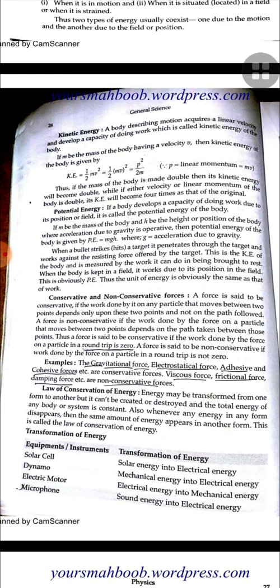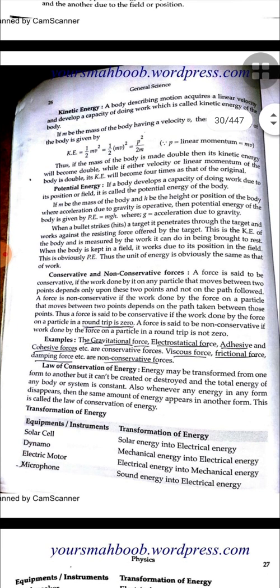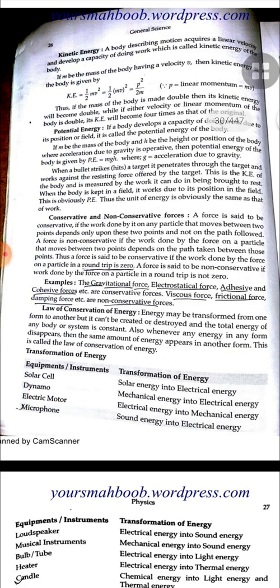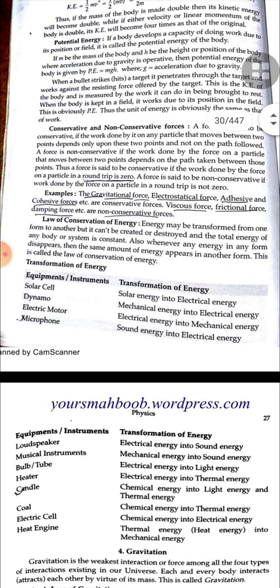Law of conservation of energy. The energy may be transferred from one form to another form, but it cannot be created or destroyed. The total energy of any body or system is constant. Also, whenever any energy in any form disappears, then the same amount of energy appears in another form. This is called the law of conservation of energy.